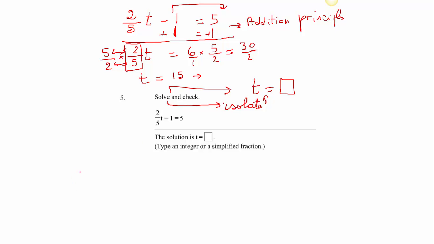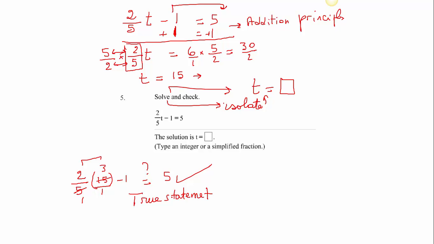Let's go ahead and check. 2 over 5, replace t by 15, minus 1, is it equal to 5? If it's equal to 5, then yes, the answer is correct. So notice that we can always multiply straight across, but 15 divided by 5, we can simplify. 15 by 5 is 3, 5 by 5 is 1. 2 times 3 is 6. 6 minus 1 is 5, so that's good. That's how you check. So substituting 15 in the original equation, we came up with a true statement. That means the work is correct, and 15 is a solution of this given equation.